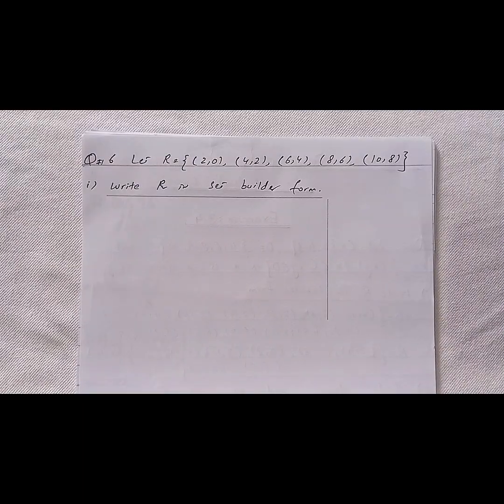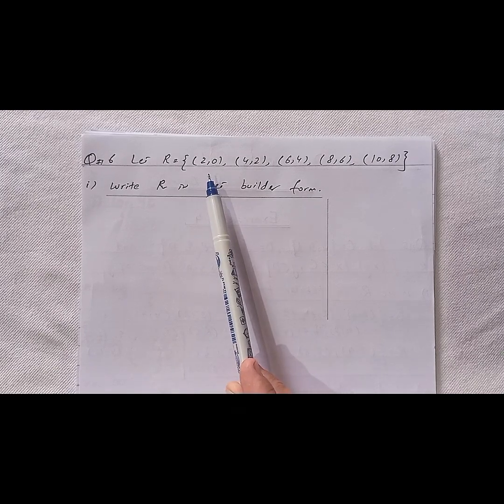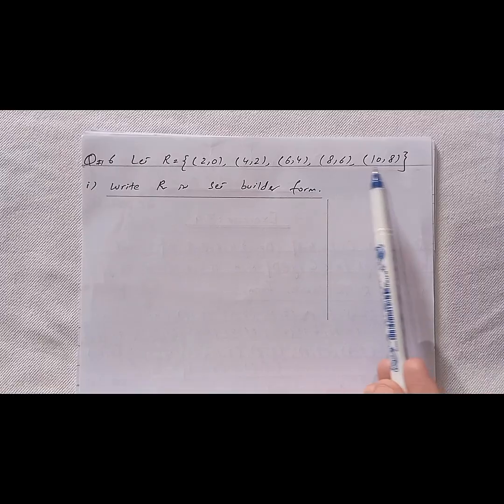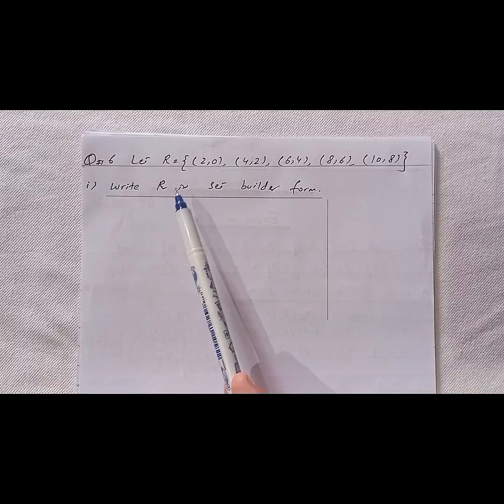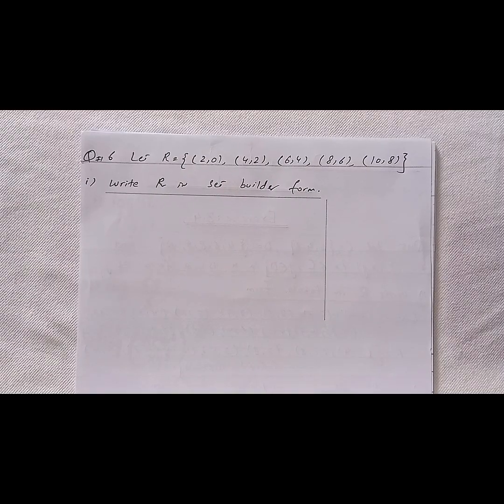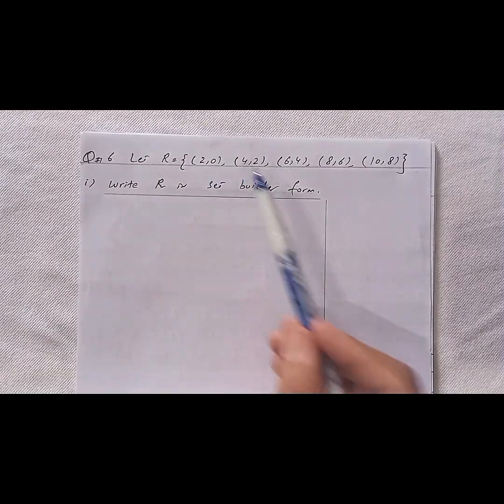Question number 6 is, let R in tabular form contain the ordered pairs (2, 0), (4, 2), (6, 4), (8, 6) and (10, 8). So we have to write this R in set builder form. For set builder form we have to build a relation between x and y of the ordered pairs.